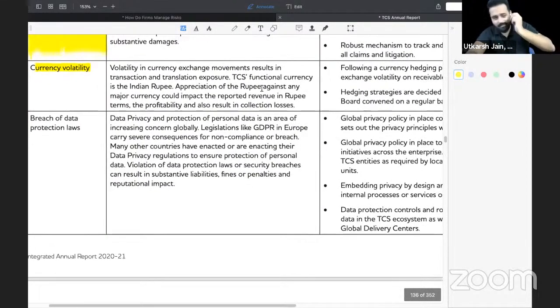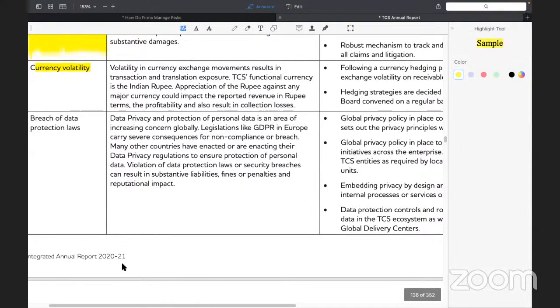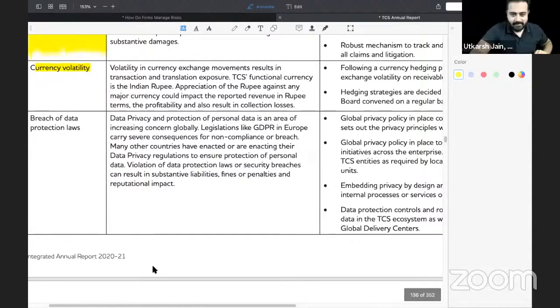Okay, just give me a minute. Something with my charging here. Just a minute, guys. Yeah, sorry.